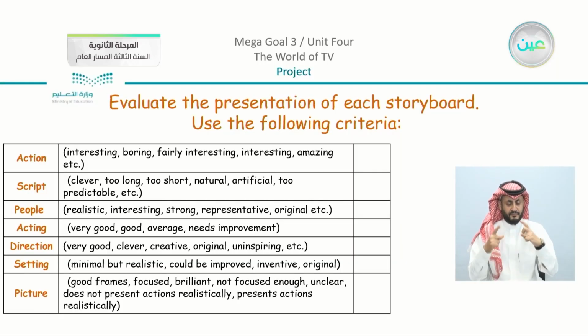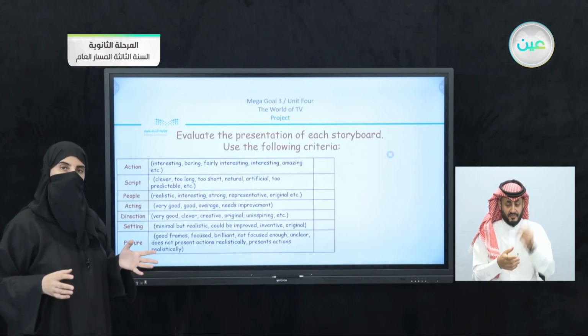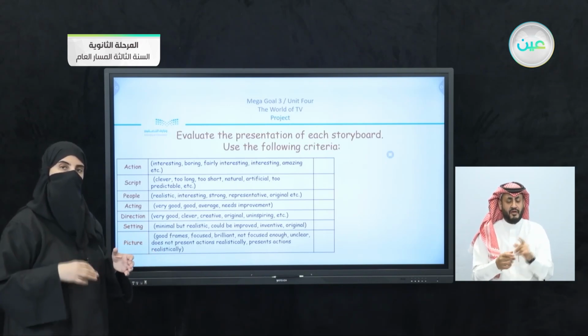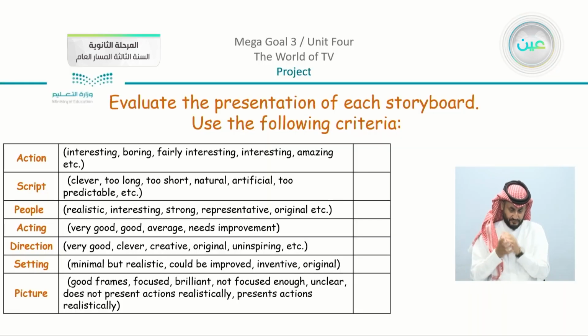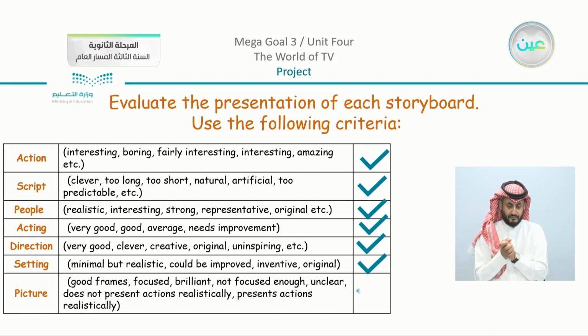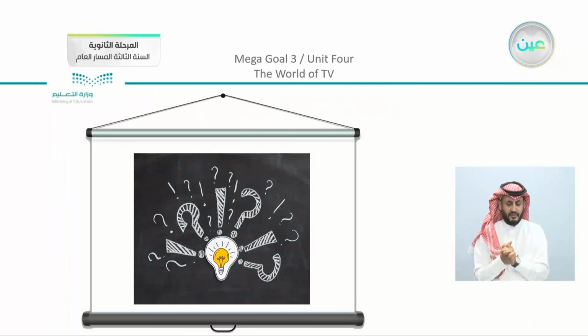And we have here the picture. Does it have good frames, focused, brilliant, not focused enough, unclear, does not present actions, realistically presents actions, and so on. Now here, this checklist, you can just make sure of your project before, and does this apply? You can choose whatever you find suitable for what you have presented. Now you can see that we can just check mark all our parts. And we have reached our end.